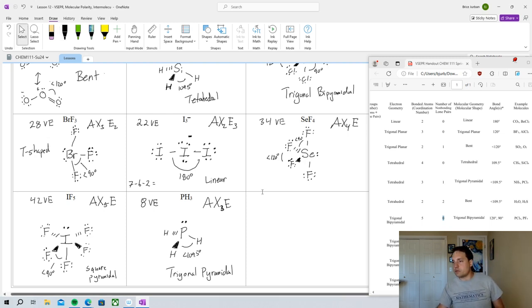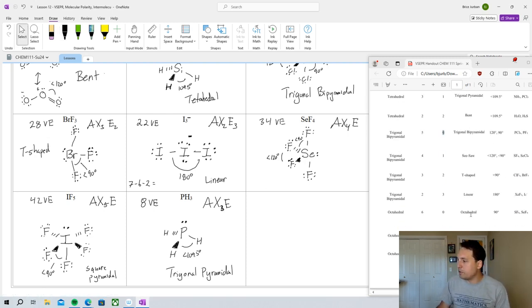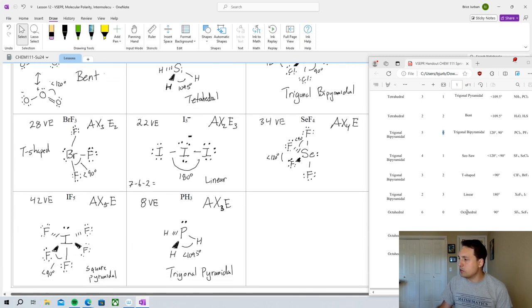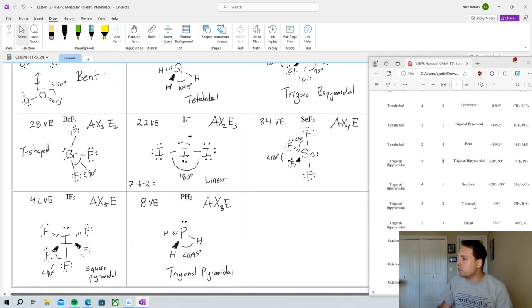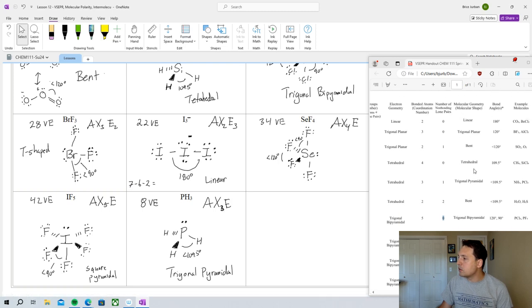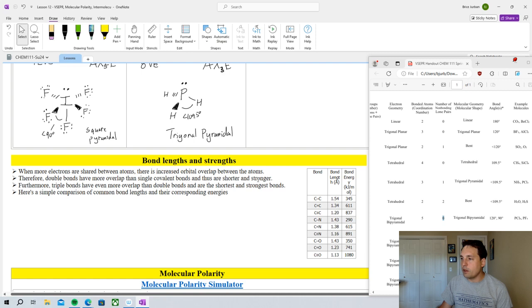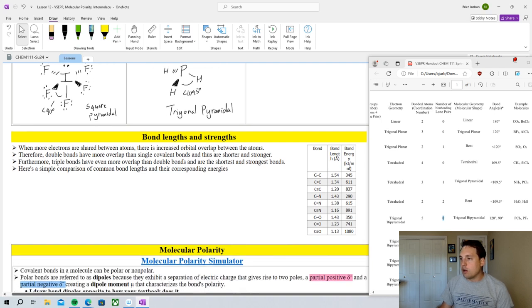And then we're done. So I've gone through, I believe, one of all these except for the octahedral. It's probably the only one I skipped. Yeah, so cool. Let's talk a little bit about bond lengths and strengths, molecular polarity, and intermolecular forces.